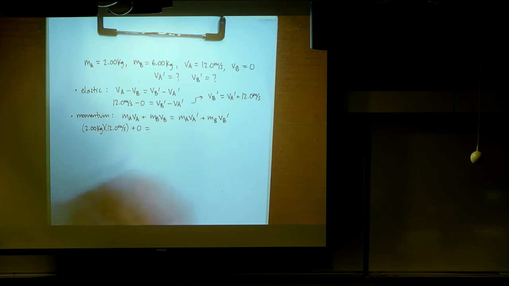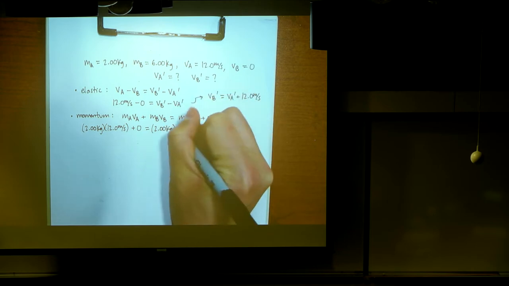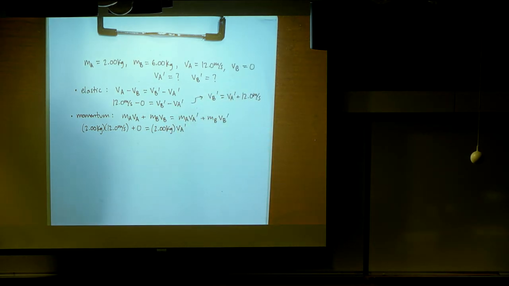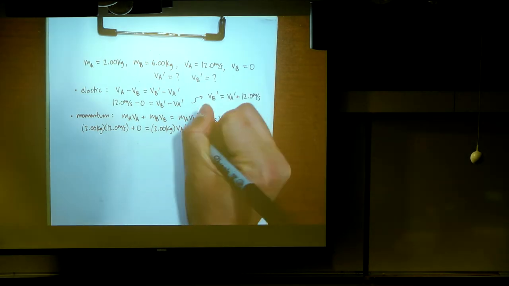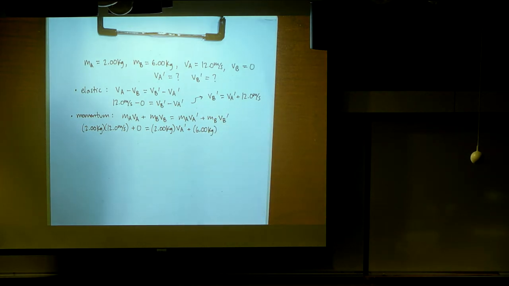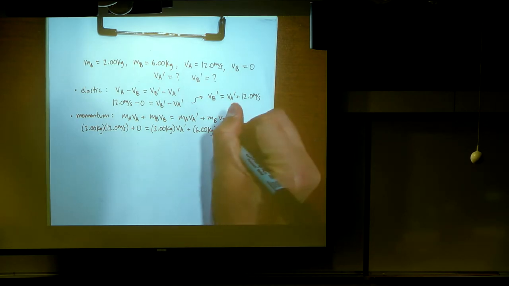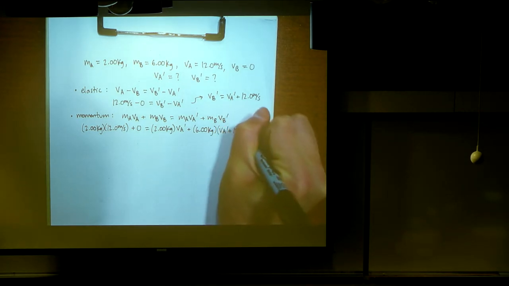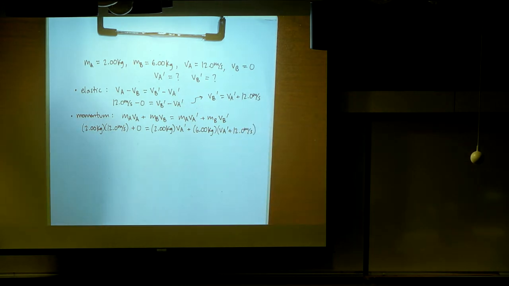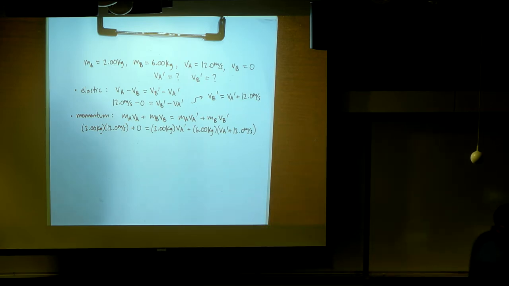All right, on the other side, here's what we have. MA, again, 2 kilograms. VA prime, we don't know it, so I'm going to leave it alone. Now we have MB. That's 6 kilograms. And now we have VB prime. Well, I'm going to use that substitution that VB prime is just VA prime plus 12. So now the only unknown in this equation is VA prime, the final velocity for puck A. So we just have to do some number crunching, okay?